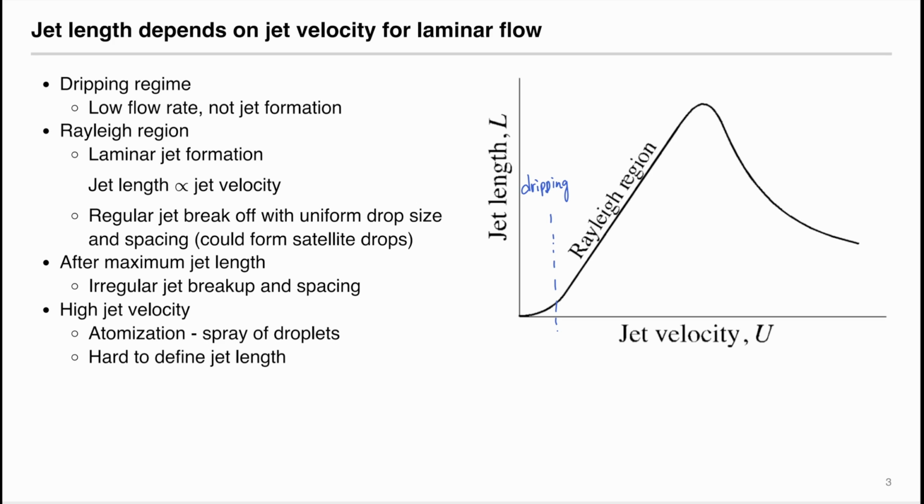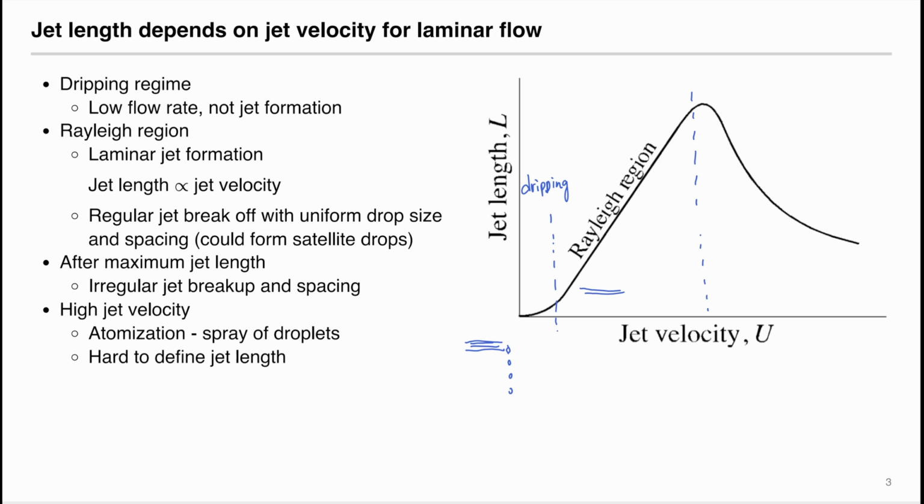This is expected because if we have a laminar flow through an orifice and a very low jet velocity or volumetric flow rate, then there will be no jet formation and it just drips off. To increase the jet velocity, we will go into the Rayleigh region, where the jet length is linearly proportional to the jet velocity, and there will be laminar jet formation.